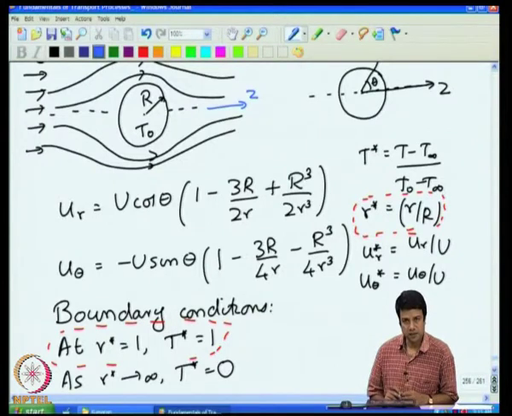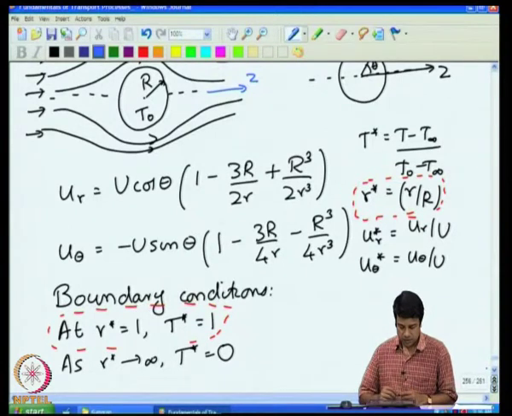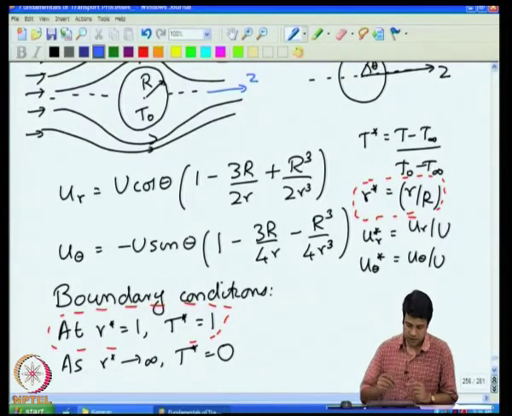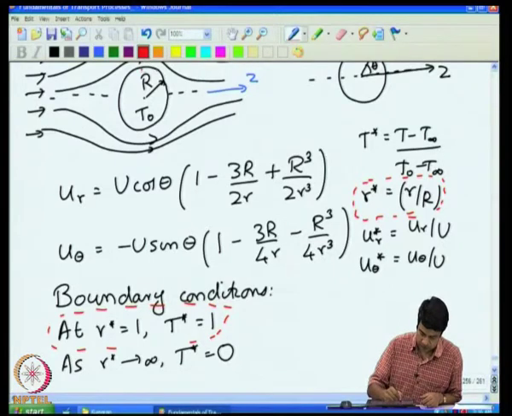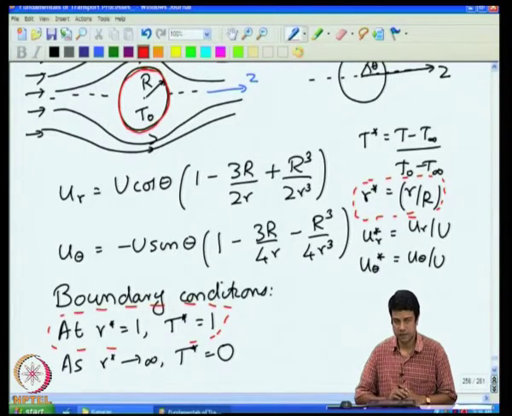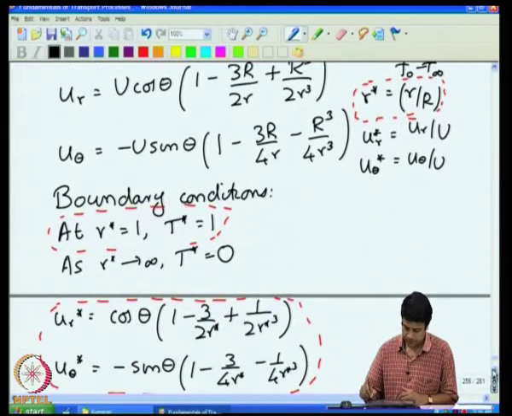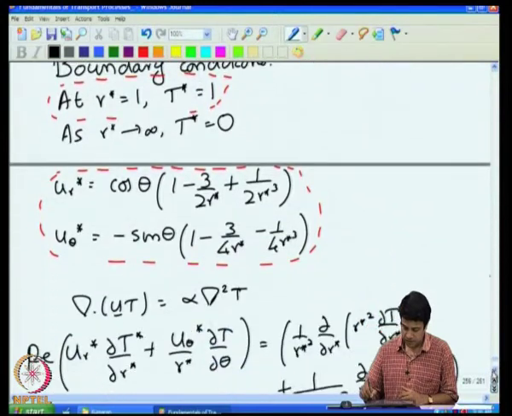We have defined the scaled temperature, distance as well as u r and u theta scaled by the obvious scales, the radius by capital R and the velocities by capital U. And the boundary conditions are T star is equal to 1 at the surface itself. So, we have a surface that is at a higher temperature and T star is equal to 0 far from the surface in the limit as r goes to infinity. Okay. So, those are the two conditions. And I had written down the scaled velocities for you.